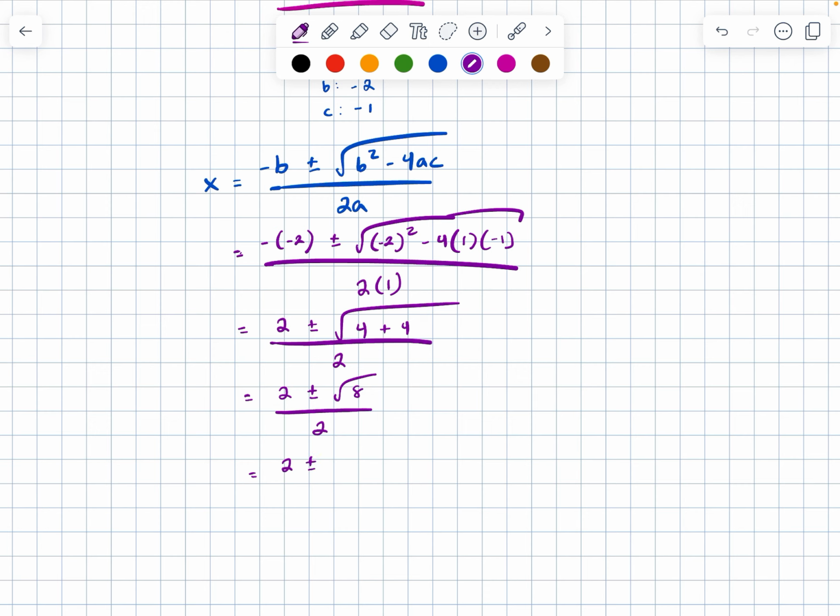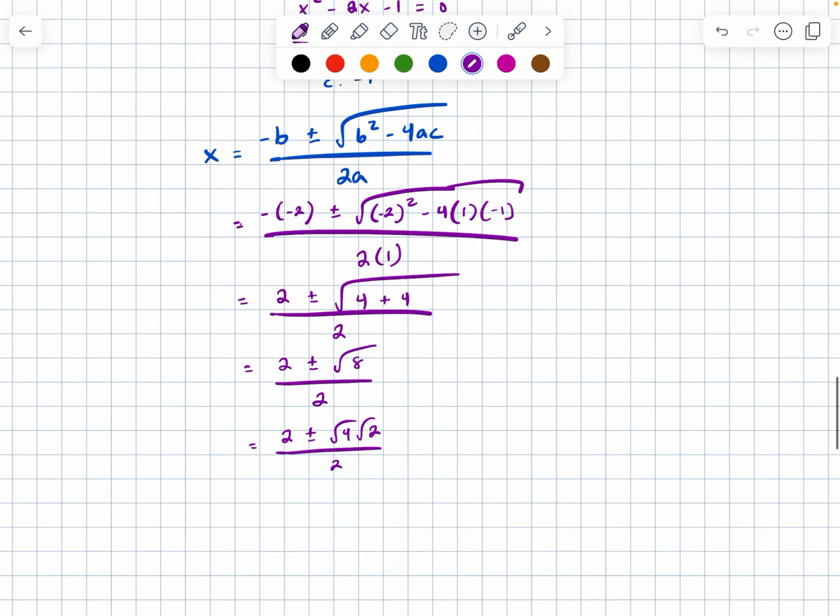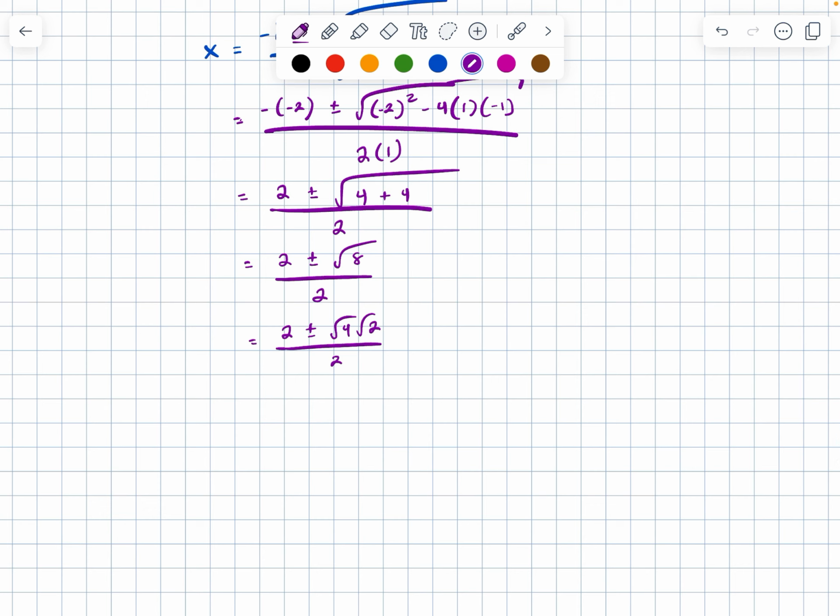I know that I can take the square root of 8 and simplify it by identifying any factors that are perfect squares. 8 is 4 times 2, so the square root of 8 is the square root of 4 times the square root of 2. Now, the square root of 4 simplifies to 2. I just need to take that denominator of 2 and divide everything by 2.